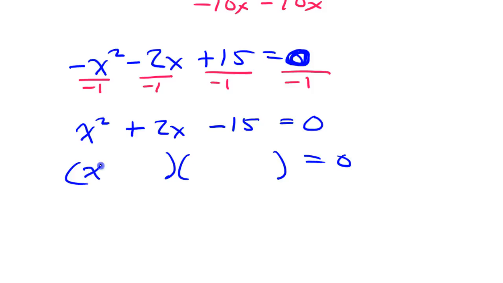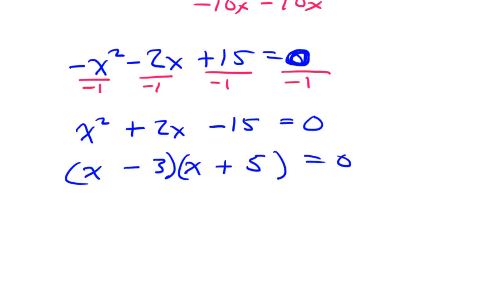x squared is x times x. 15 is 3 times 5. Inner plus outer equals middle. Inner I have 3x, outer I have 5x. To get positive 2, I need a negative 3 and a positive 5. So negative 3, positive 5. A negative times a positive will give me negative 15. So this is working.